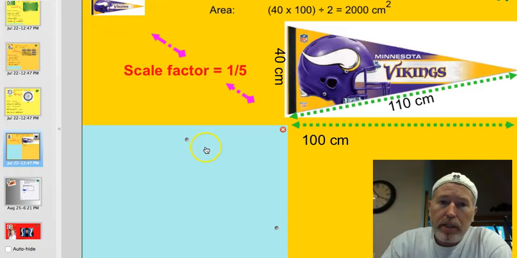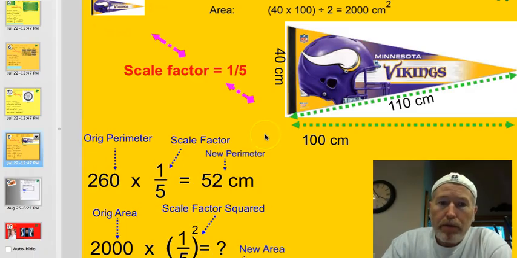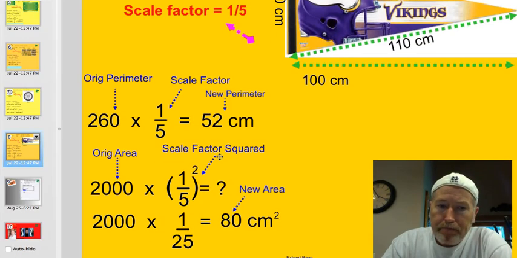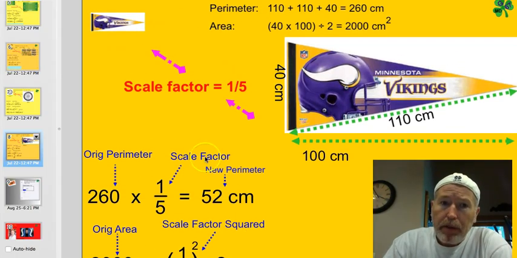So let's use that and see if you were able to determine the perimeter and area of the smaller one using the scale factor. So the original perimeter was 260. We multiply that times 1/5. You can put that into the calculator as 0.2 if you want, and you get 52 centimeters, which is correct. The original area was 2,000 times that scale factor, 1/5 squared. Well, 1/5 squared is really 1/25, so 2,000 times 1/25 gives us 80 centimeters squared.